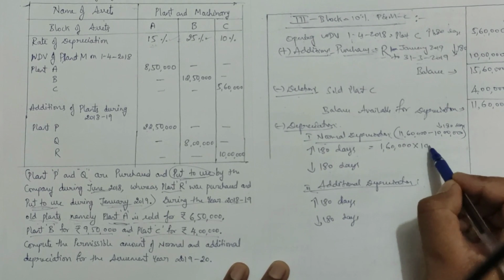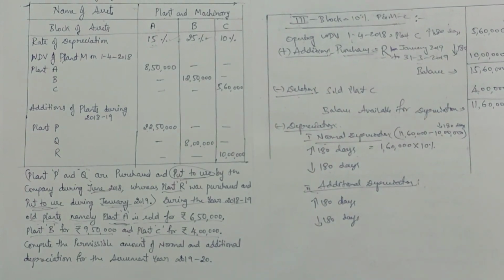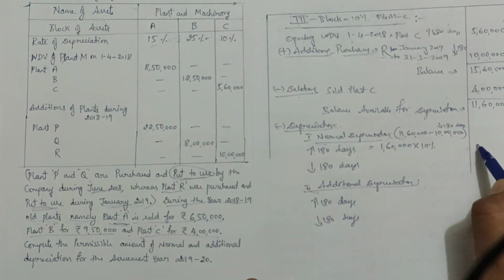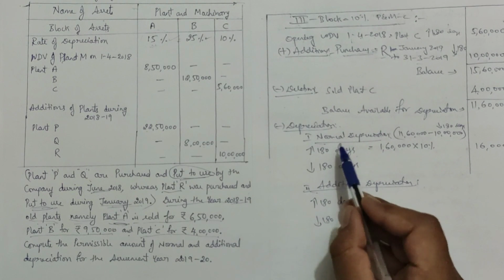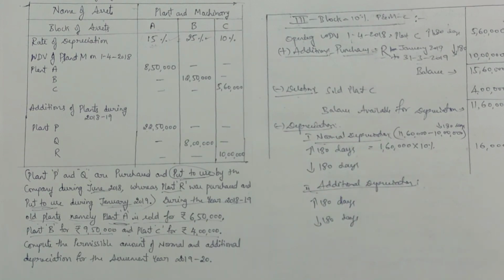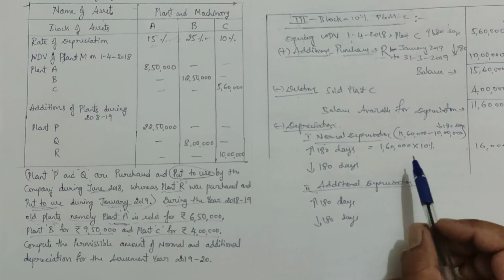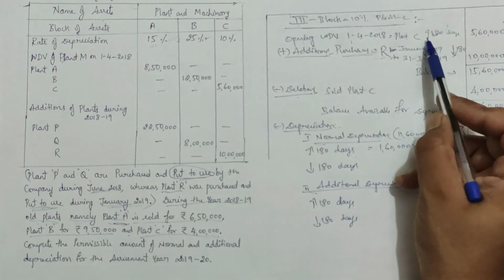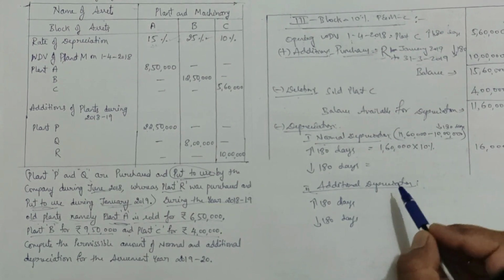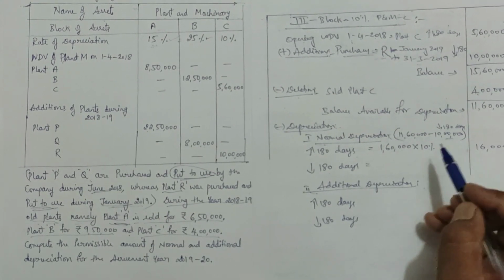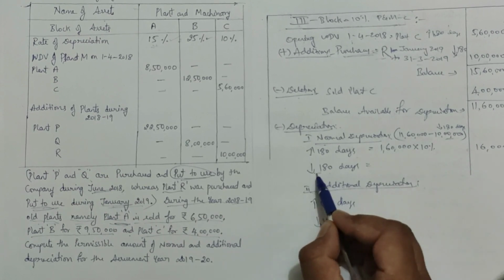So 1 lakh 60,000 into 10%, we will get 16,000, correct? Next, normal depreciation we have not finished yet. Here 1 lakh 60,000 we have taken only which is having more than 100 days, that is about plant C. Clear? We left this 10 lakh rupee because it has less than 100 days, correct? So now it will fall under here, less than 100 days.